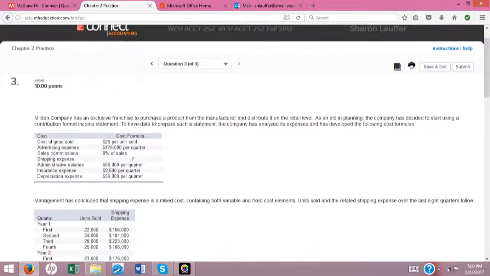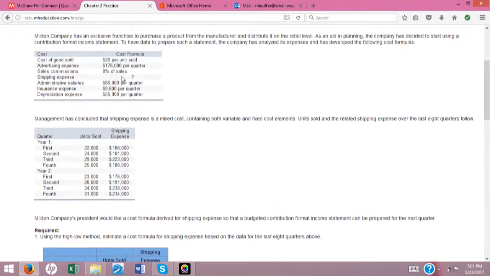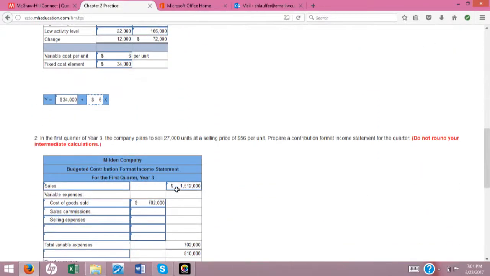So this says our cost of goods sold is $26 per unit. So we're going to take that $26 and multiply it by 27,000 units sold. That's $702,000. We'll put that in here. Our sales commission, I think, was 8% of sales. So we're going to take our total sales of $1,512,000 times 8% is $120,960.